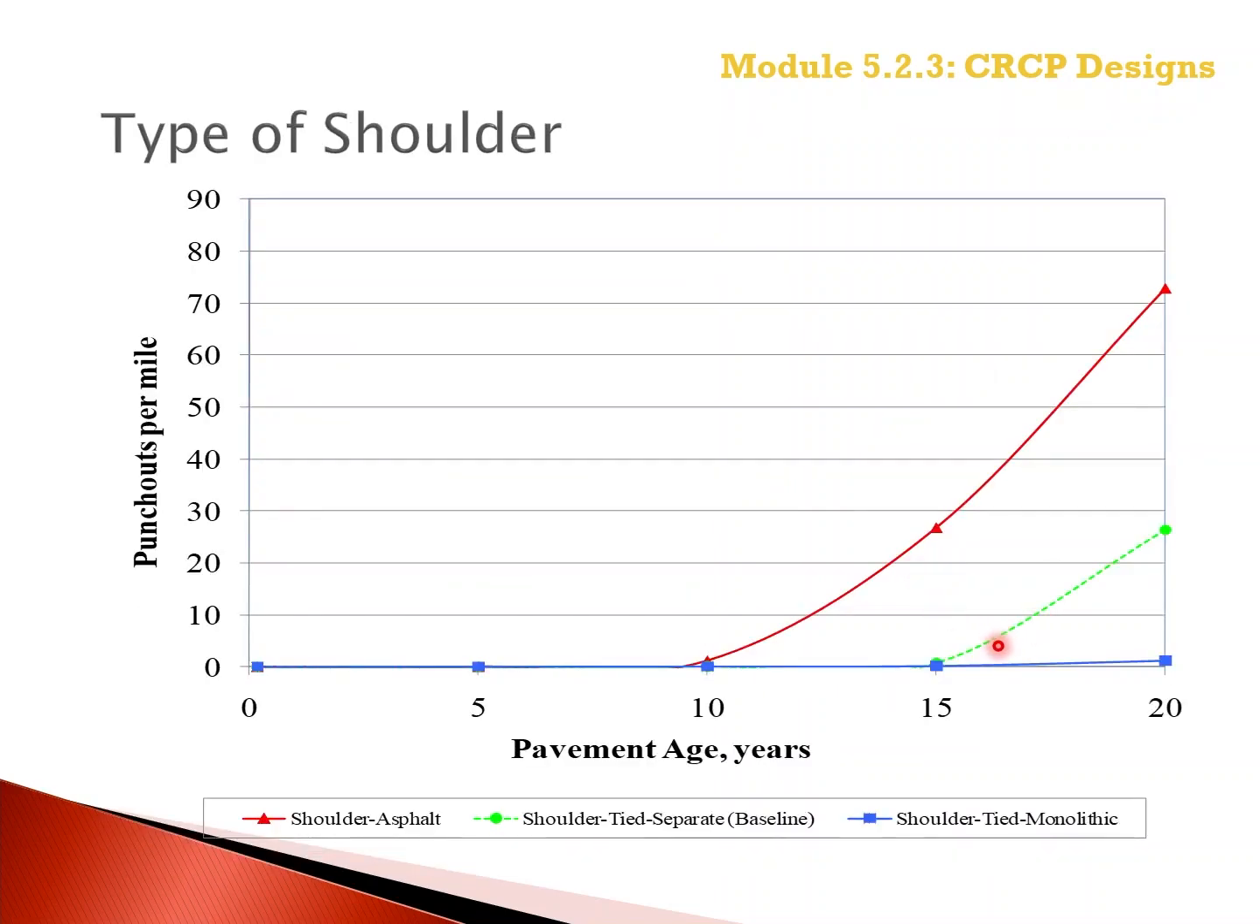The type of shoulder also does have an impact on the number of punch-outs. The red is an asphalt shoulder.